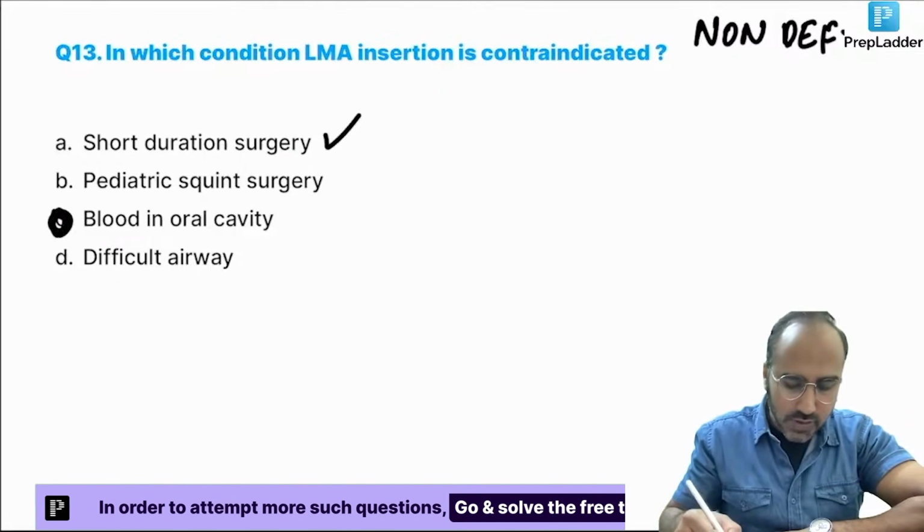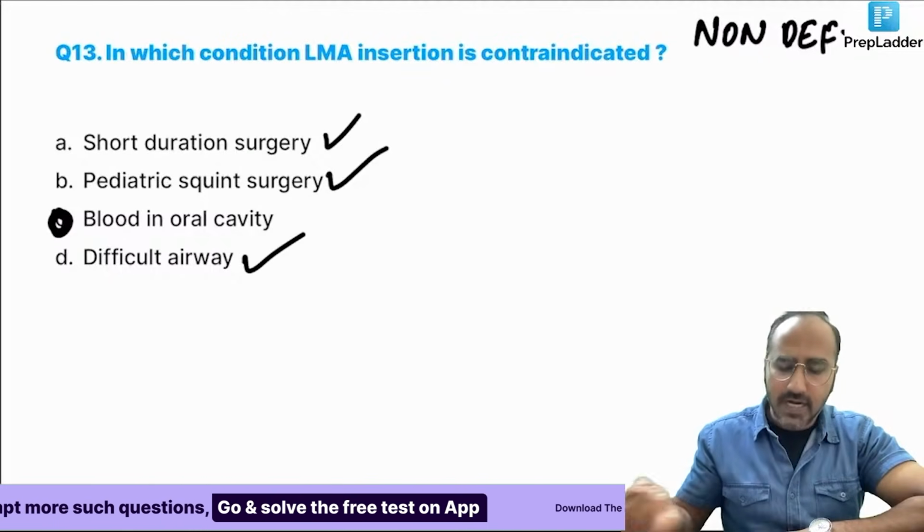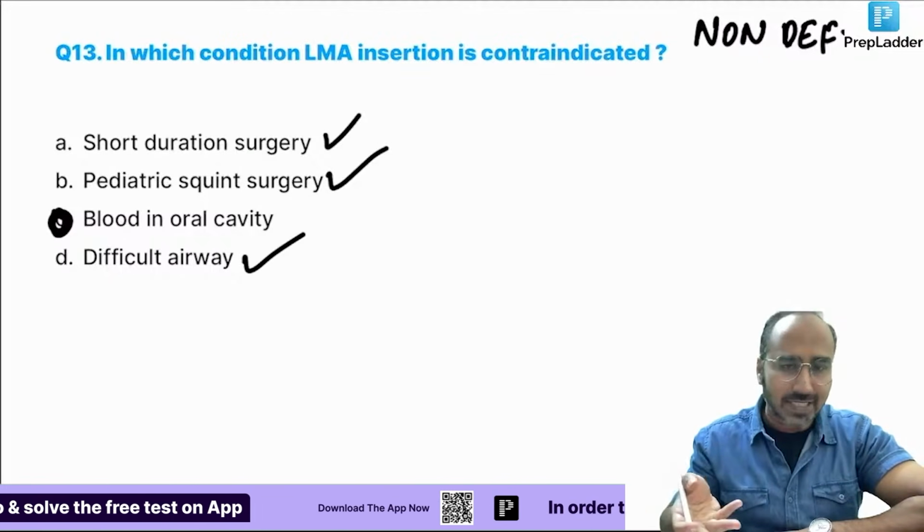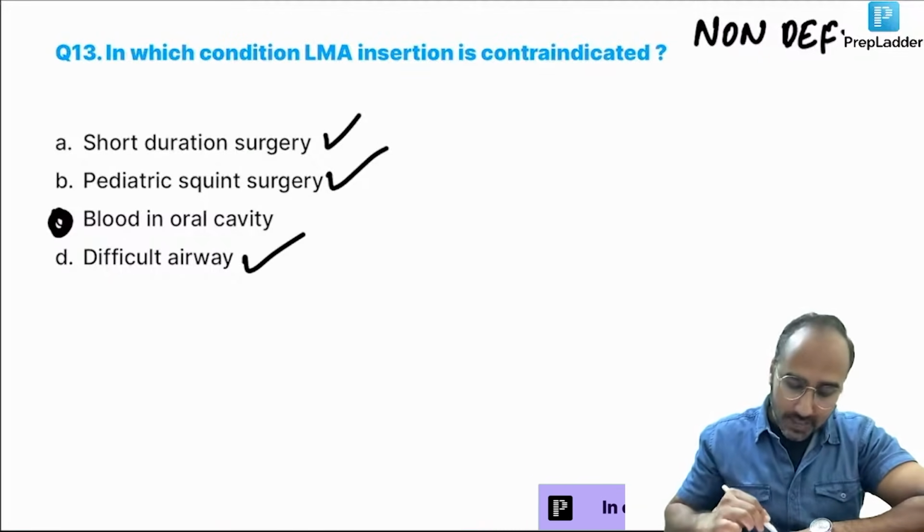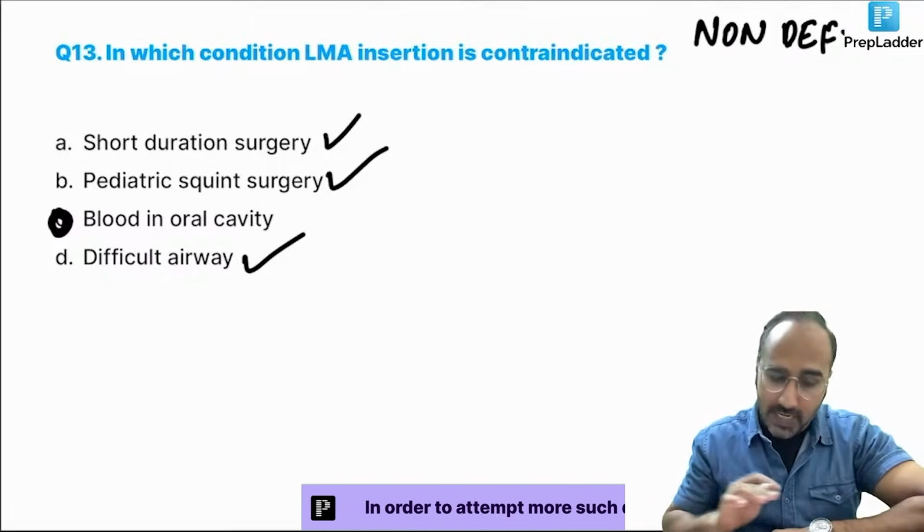Short duration surgery, you use it. Pediatric surgery, you use it. Difficult airway, if at all you are not able to intubate, the second step is what? You put an LMA. But going for an LMA, is it a definitive airway? It's never a definitive airway.